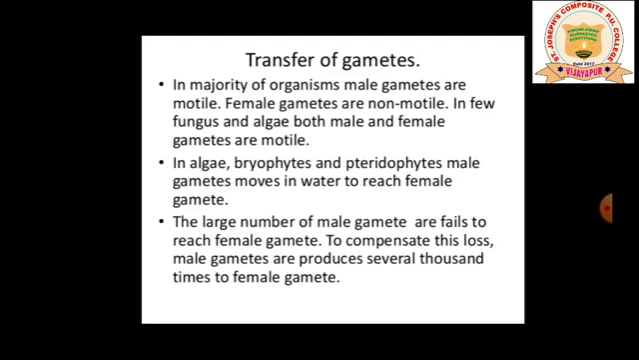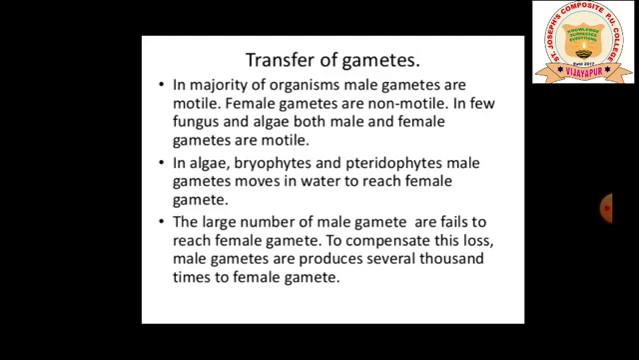So a large number of male gametes are required to reach the female gamete. We don't know where the female gamete is. So the male gametes are released into the water in high quantity so that they can reach the female gamete. To compensate for this loss, the male gametes are produced several thousand times more than the female gametes.